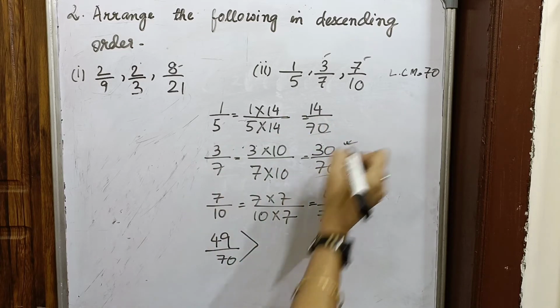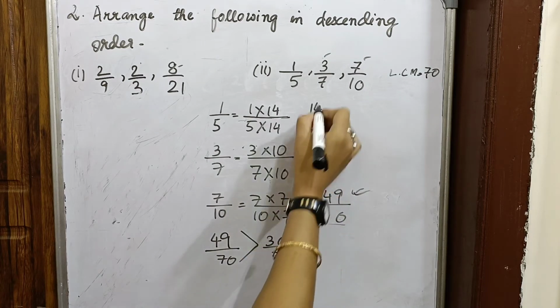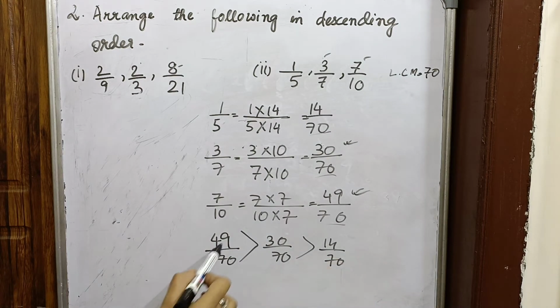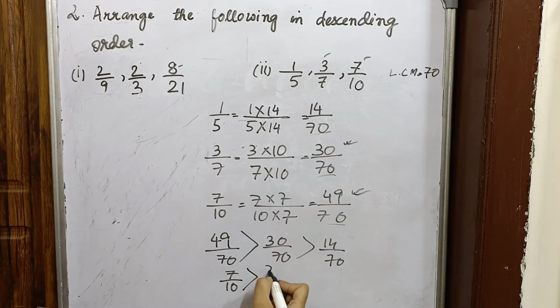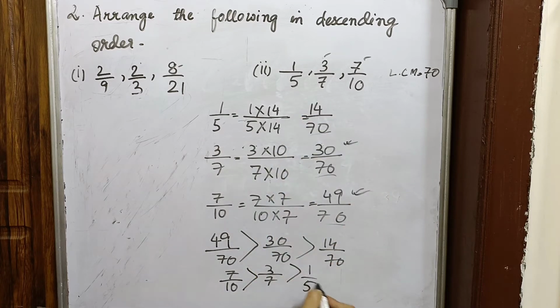Then we have 30 by 70, and then we have 14 by 70. Now see here, 49 by 70 is 7 by 10. This is 3 by 7, and this is 1 by 5. So now you see, it's been clear to you how to arrange the numbers in descending order. We'll do now question number 3.